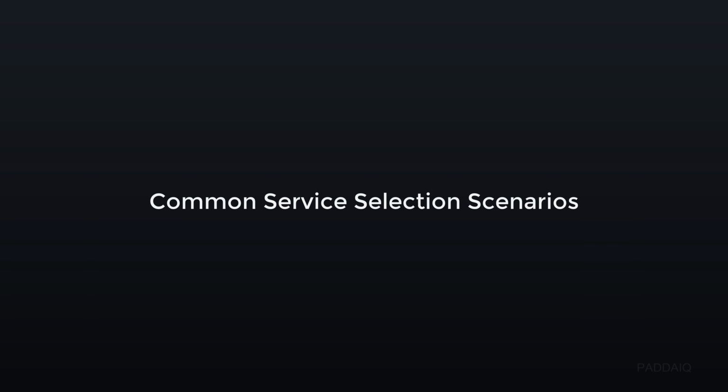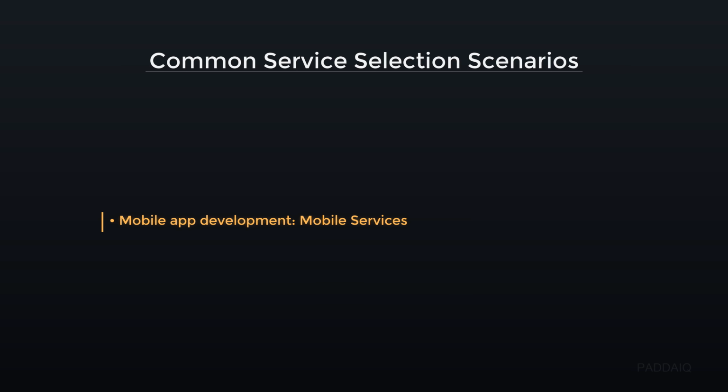Common service selection scenarios for enterprise solutions. Mobile app development, mobile services. This service helps you build, deploy, and manage mobile applications that securely connect to your SAP and other backend systems. For example, a field technician can use a custom app on a tablet to view work orders and update job status in real time. This ensures your mobile strategy is robust and fully integrated.